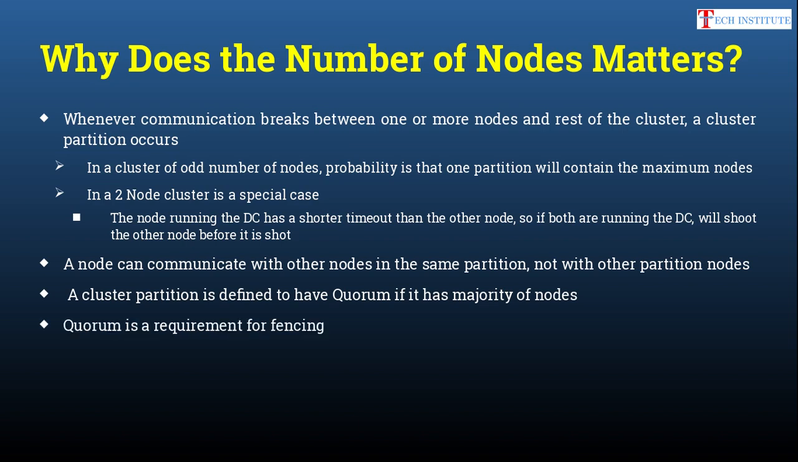Quorum is a requirement for fencing. So now your 3 nodes are clearly the majority compared to the 2 node partition. Those 3 nodes have the quorum and they will fence the other partition's nodes, those 2 nodes, so that there is no conflict in the cluster. This is how quorum helps.